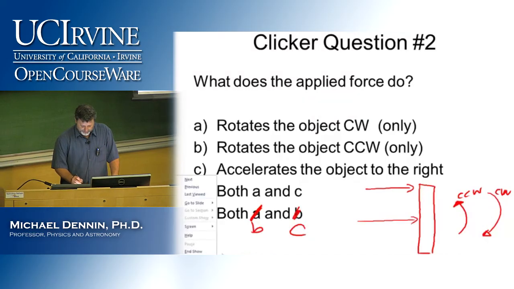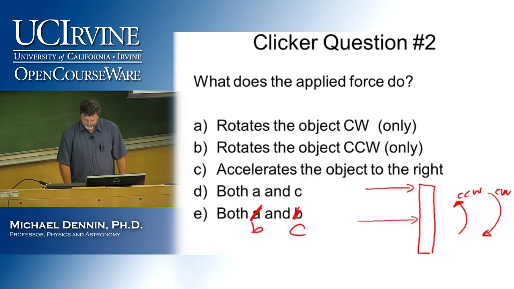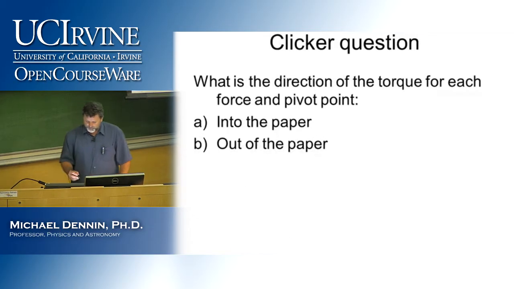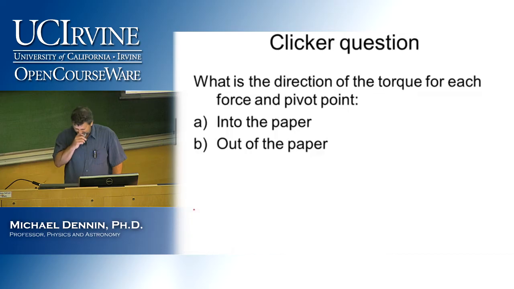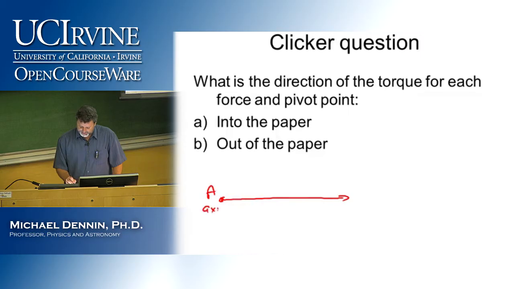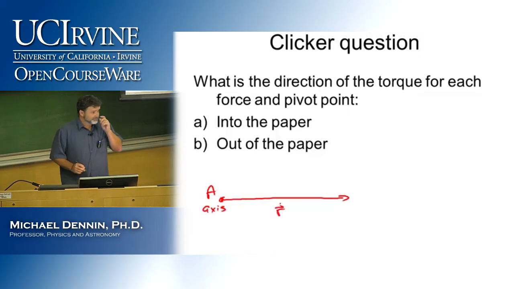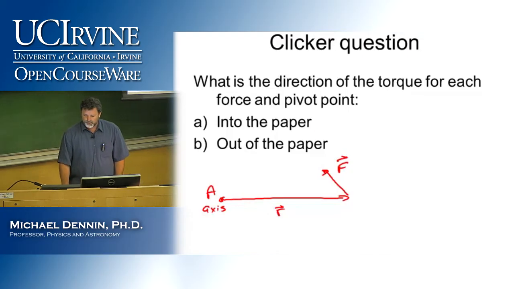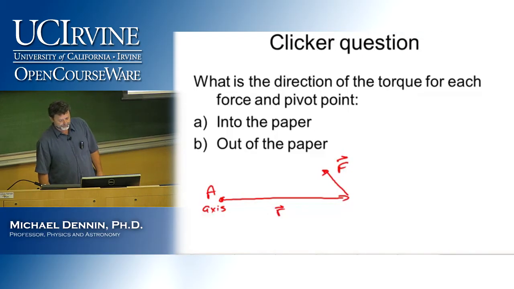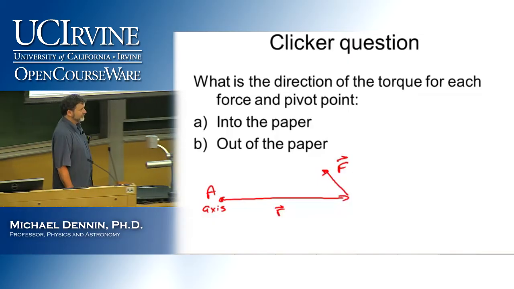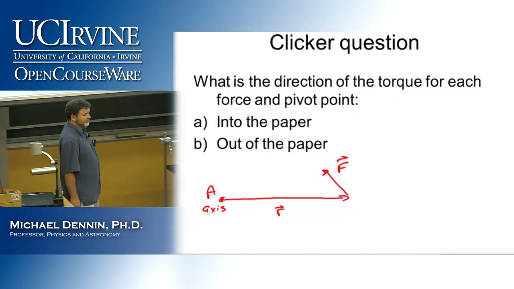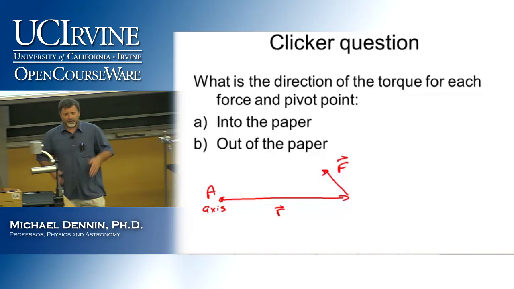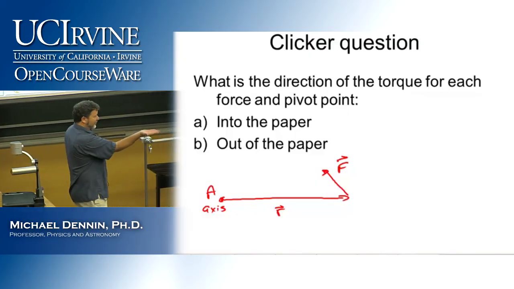So let's go to a clicker question. I'm going to draw a particular force. So we're going to pivot about A. Here's our axis. This is R. Okay? And let's make that force F. Is the torque into or out of the board? So is the direction of this torque coming towards you or away from you? Meaning, is your thumb this way or is your thumb that way?